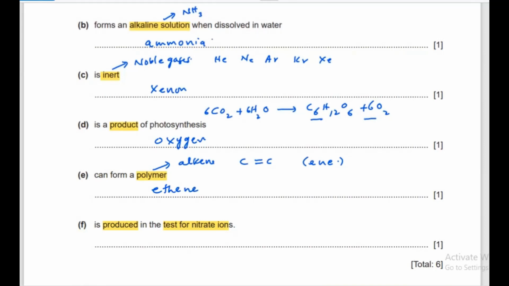Is produced in the test for nitrate ions. So nitrate ions can be tested by adding aqueous sodium hydroxide, and if we react the nitrate ion with the aqueous sodium hydroxide, then we can warm the mixture. We will get ammonia gas, which turns moist red litmus paper blue. So during the test for the nitrate ion, ammonia gas is produced. So ammonia is the answer.